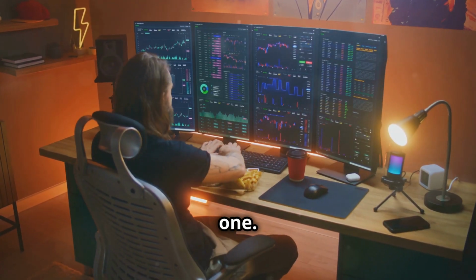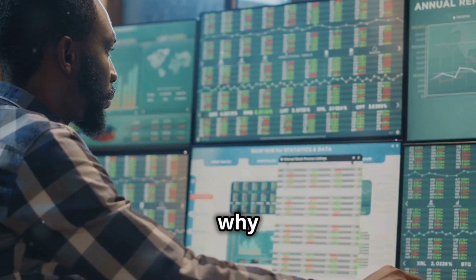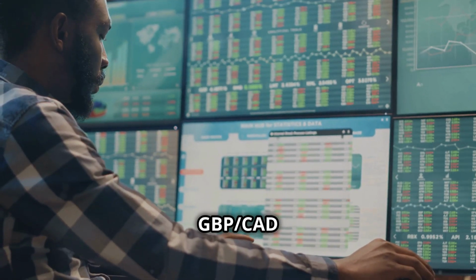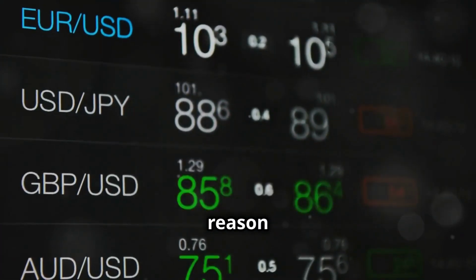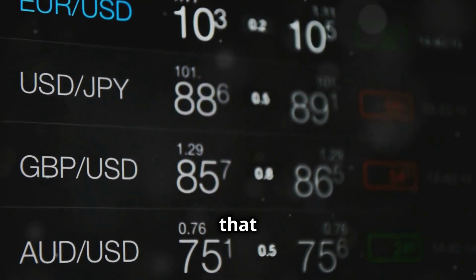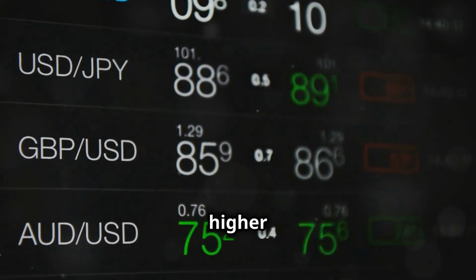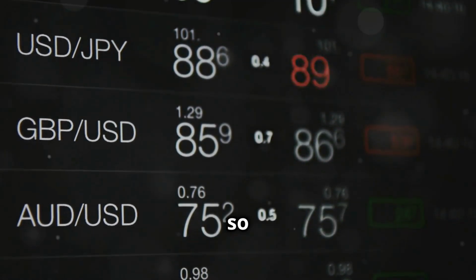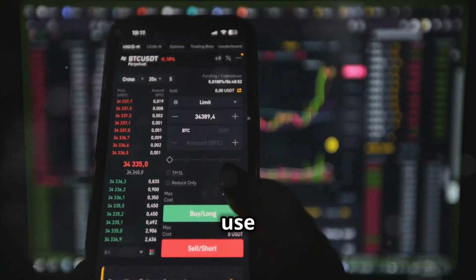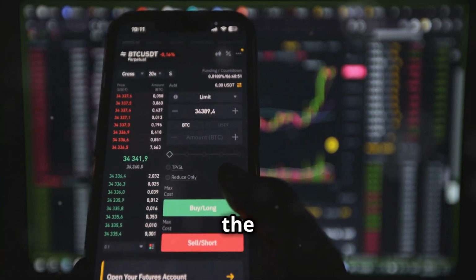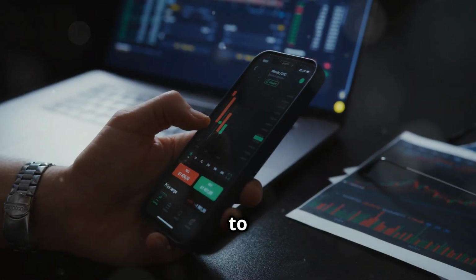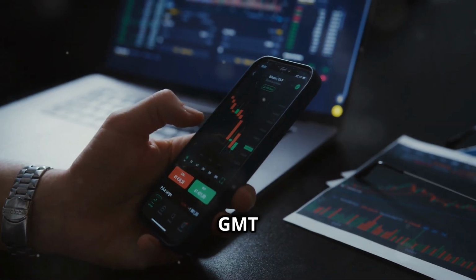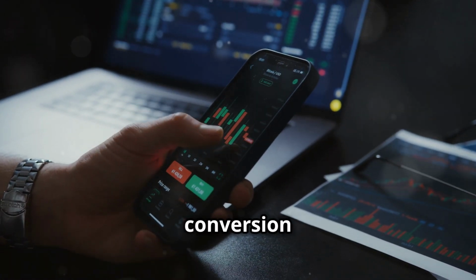Tip 1. Someone asked why I was trading GBP CAD during the New York session. It's a great question. The reason is that the volatility for that pair tends to be higher in the New York session, so I prefer to trade it then. You can use a site like investing.com to check the volatility of the pairs you're trading. Just remember to convert the time if you're not in GMT by using a time conversion tool.